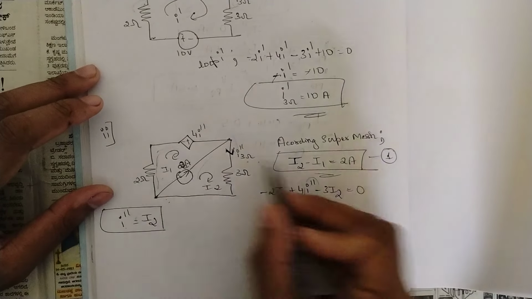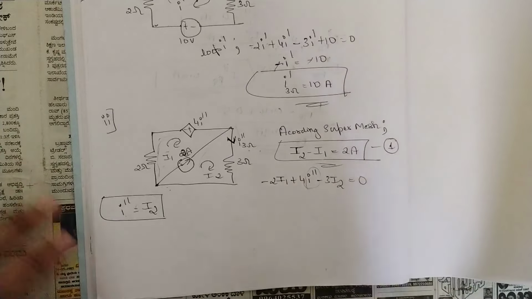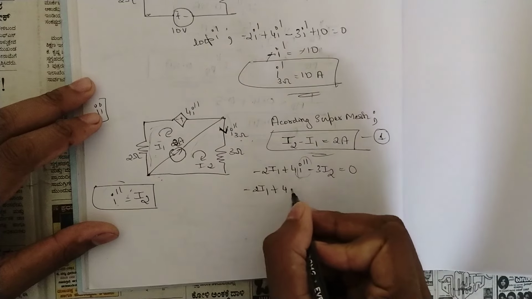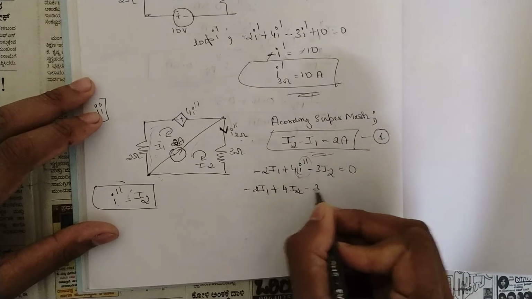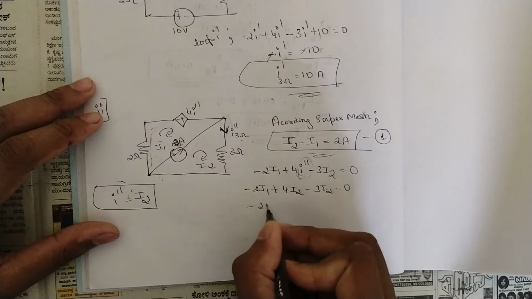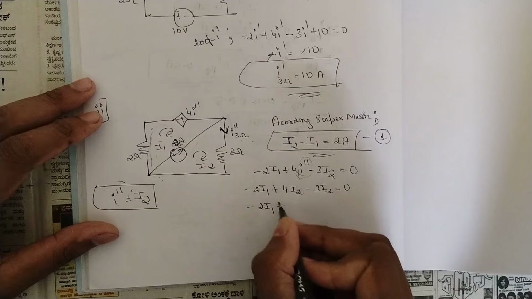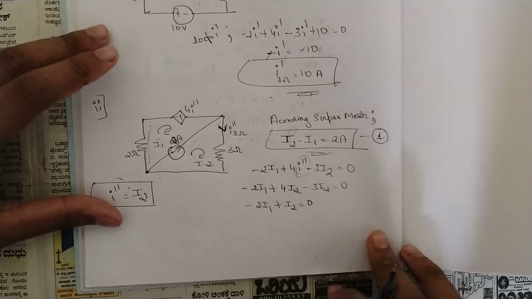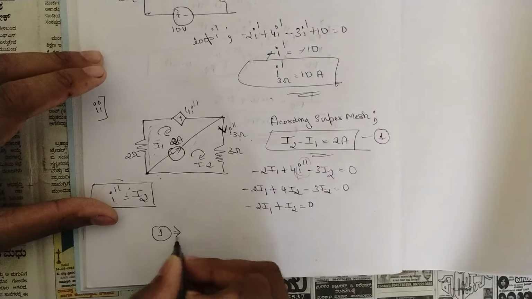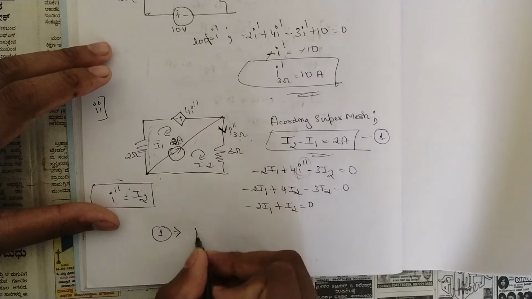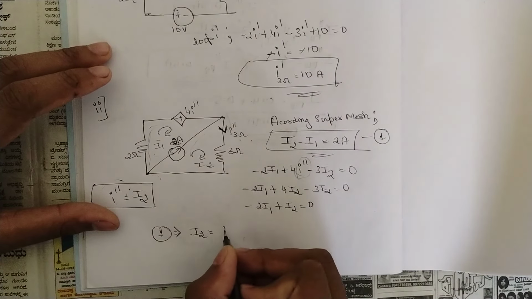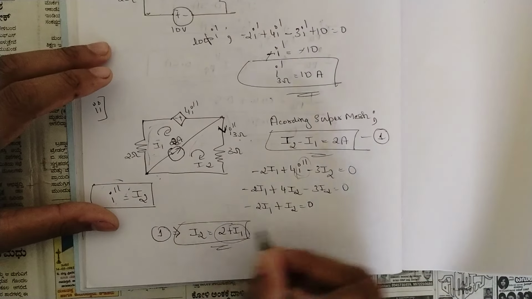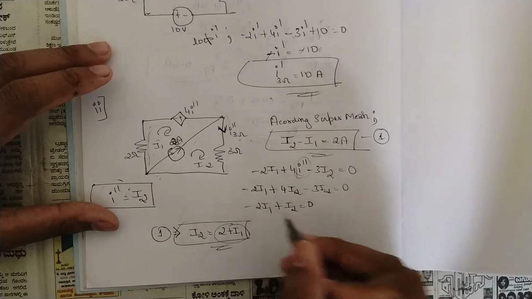Now whatever value of I2 we get while solving these two equations, that would be our I double dash of 3 ohm. Okay, so now minus 2 I1 plus 4 I2, since I double dash is equal to I2, minus 3 I2 equal to 0. Minus 2 I1, 4 minus 3 is 1, plus I2 equal to 0. Now what we can do is consider equation 1. Bring this I1 to the other side and make I2 equal to 2 plus I1, and substitute this 2 plus I1 in this equation so that we would be getting the value of I1.